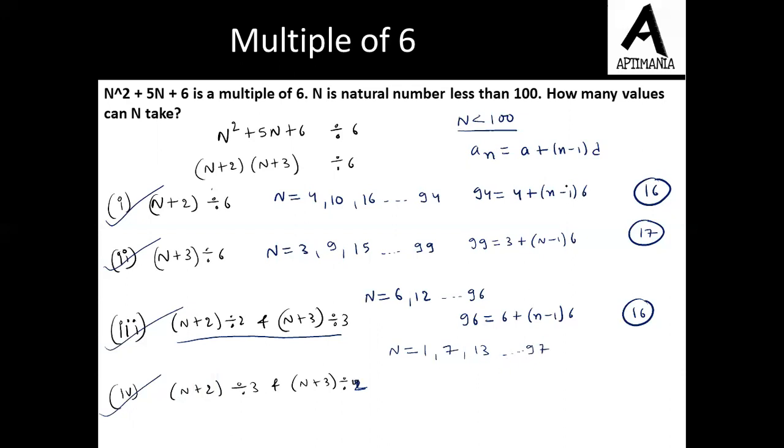Fine. The upper limit on n is that it is less than 100. So on solving this AP, 97 is equal to a plus n minus 1 times the difference, we'll get the value of n is 17. So how many values do we have? 16, 17, 16, 17. In total, we have 66 such values of n, and these 66 values are unique.